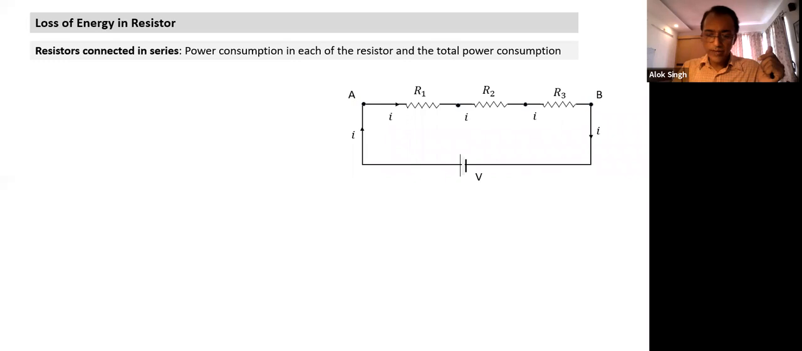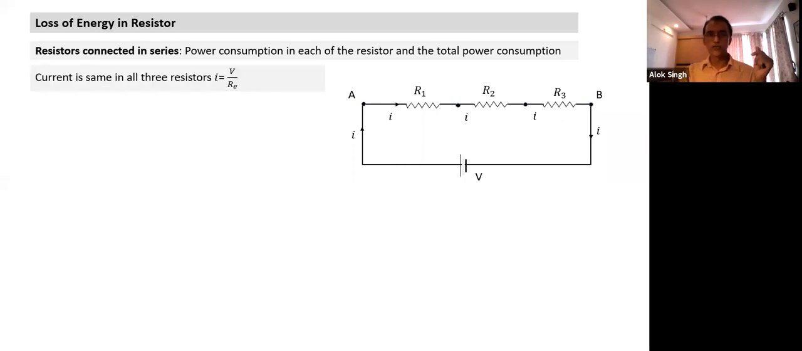So let's look at what we understood so far. Power consumption in a resistance can be written in 4 terms: VI, V square by R, I square R. Let's see what happens if 3 resistors are connected in series. What is the power consumption in each of the resistors and what is the total power consumption? They are very simple. In this case, 3 resistors R1, R2, R3 are connected in series. Current is the same in all 3 resistors, which will be I equals V by equivalent resistance.